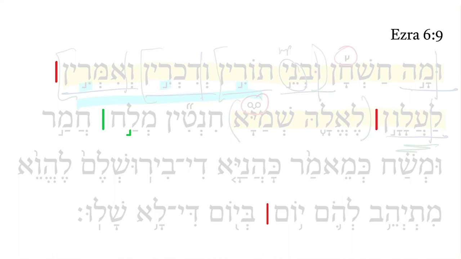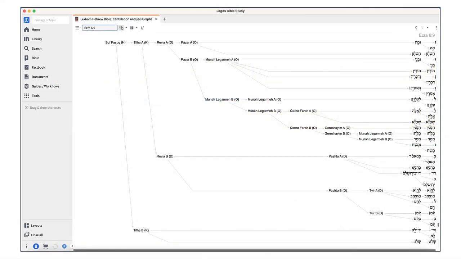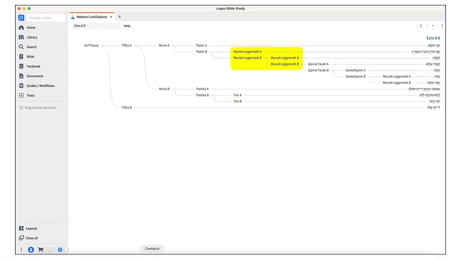Now, what's the significance of this? Well, we can begin to talk about it by looking at a cantillation analysis. This is a data set for the Lexham Hebrew Bible on Logos Bible Software. Here we have the inaccurate designation of two munach lagarme towards the beginning of the verse. So we've already said this is an error according to the Masoretes. We look at the other cantillation analysis in Logos. It's a simpler standalone module, and it also inaccurately labels this munach plus pasek as munach lagarme twice.